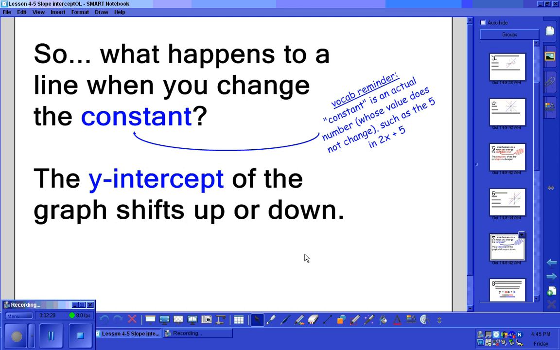And again, vocabulary reminder, what's the constant? Well, the constant is the number, such as in 2x plus 5, 5 would be our constant.